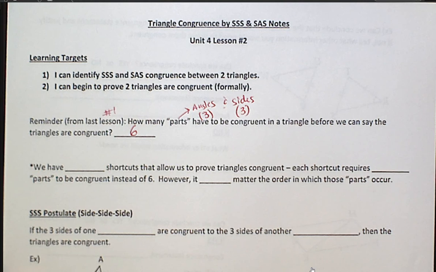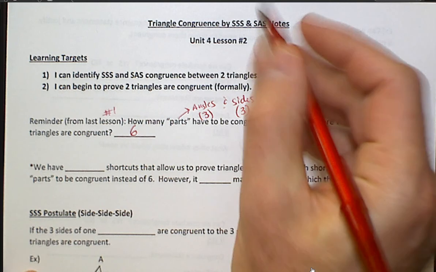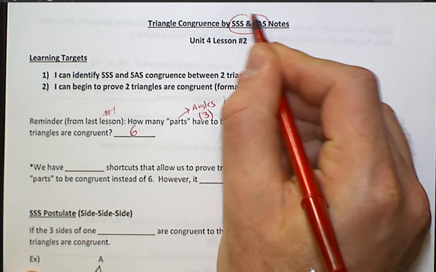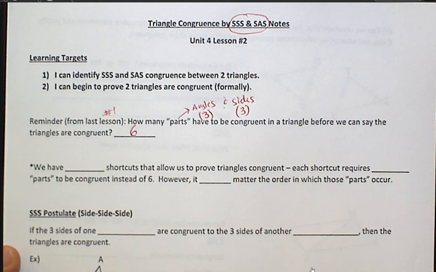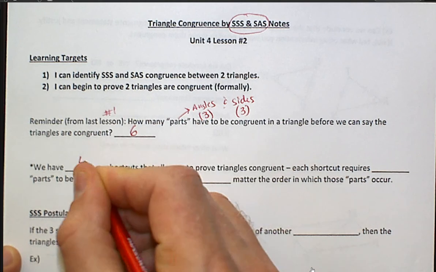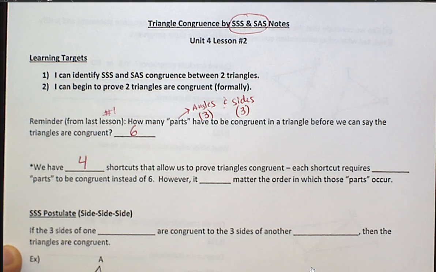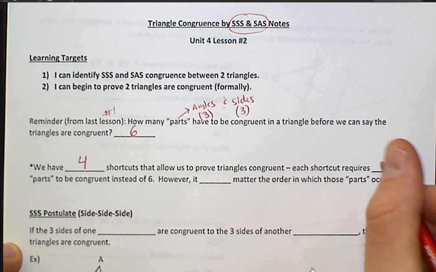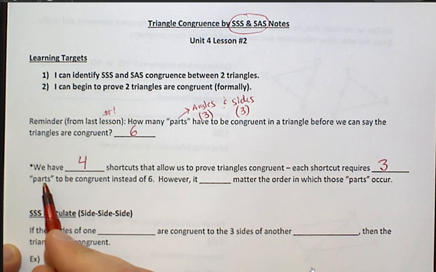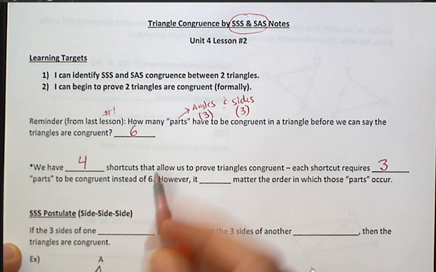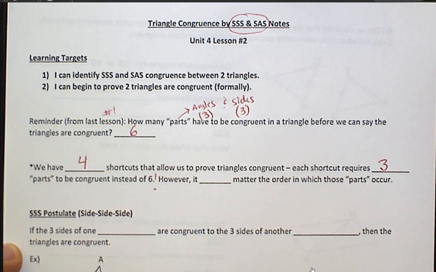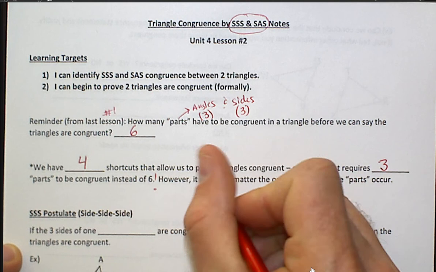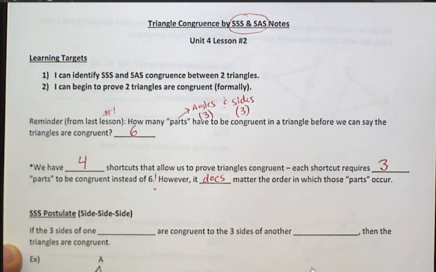This is what we call them, shortcuts, and they're right here. We're going to focus on these, and you'll see them as we go through the notes. We have 4 main shortcuts that we're going to talk about that allow us to prove that triangles are congruent. Each shortcut requires 3 parts to be congruent instead of 6. Yay, that's nice. So we only have to do about half the work. However, it does matter the order in which those parts occur.